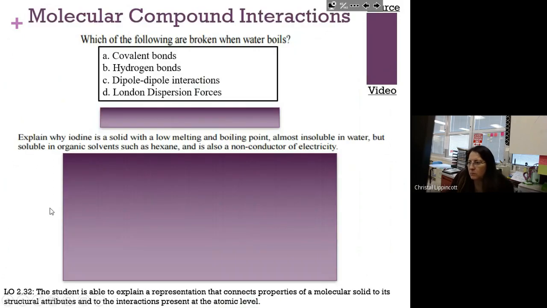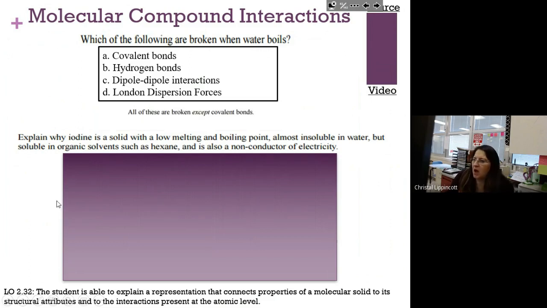All right, which of the following are broken when water boils? Okay, I guessed on this one. Hydrogen bond. Not covalent. No. What a dumb guess. It's hydrogen. I had hydrogen. All of them, because these are IMFs. That was a trick.